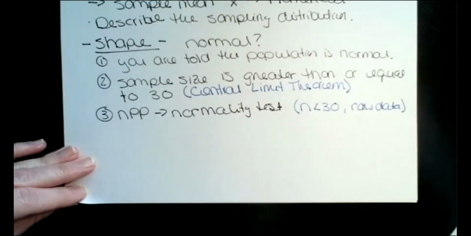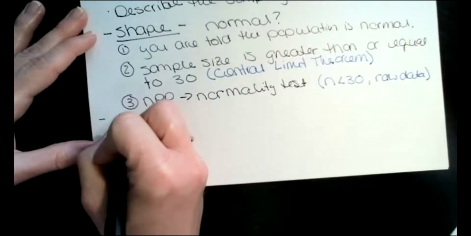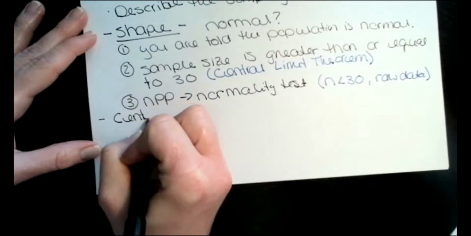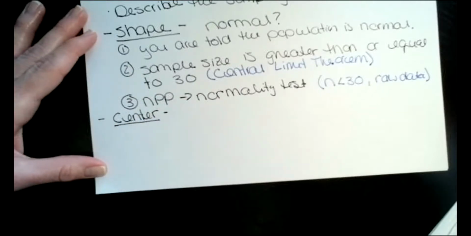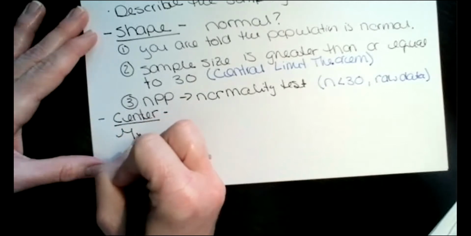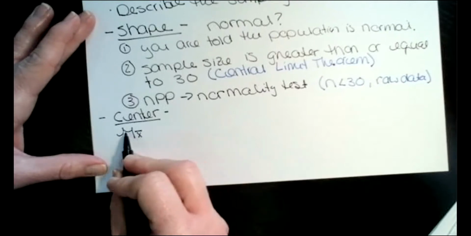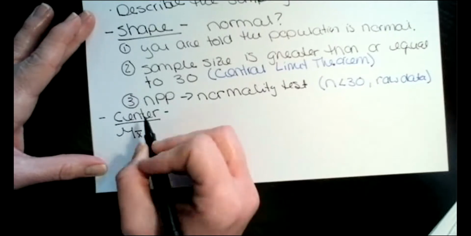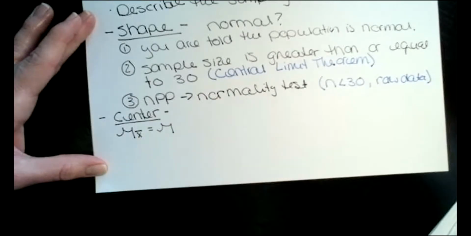Okay. And then the next thing we want to be able to look at is the center. So for my center here, my center of my sampling distribution, it's the mean of all these X bars. So it's all these X bars, and I'm taking the average of all of those sample means, and that comes right back down to the population mean.